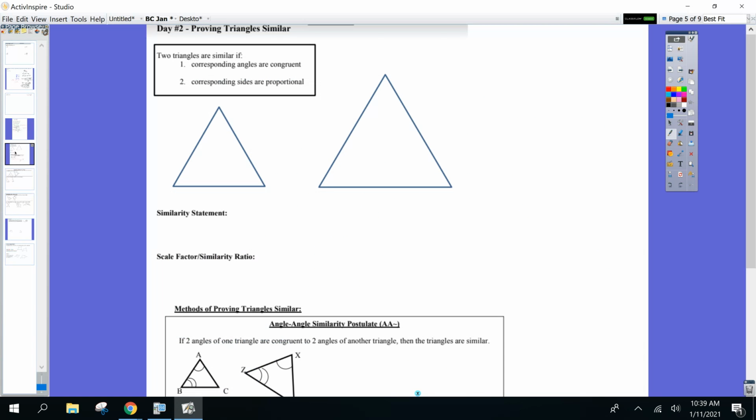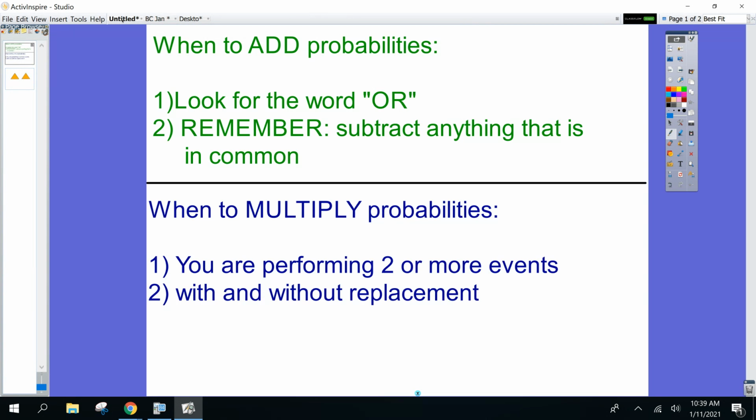Let's get this going. We are going to get into triangles today. Now I'm going to introduce triangles and how it relates to being similar to each other. Two triangles being similar. Quick review.